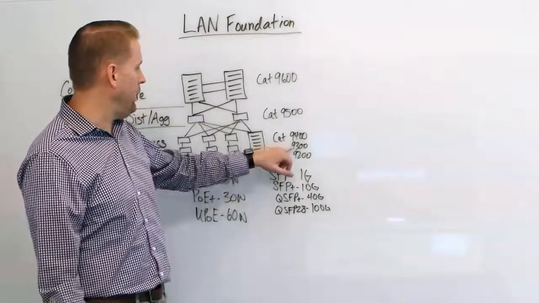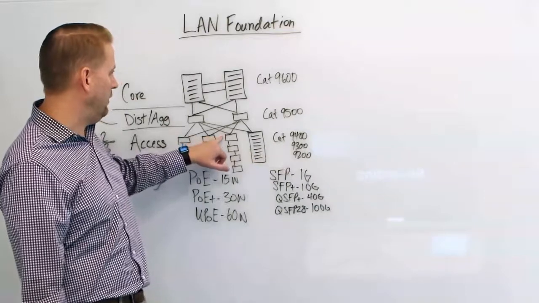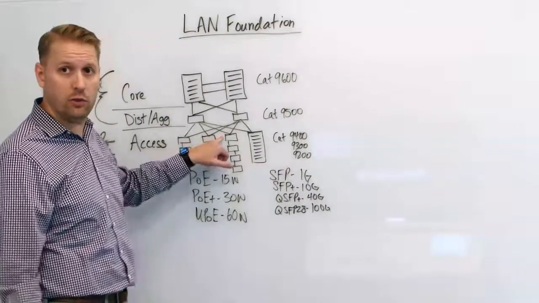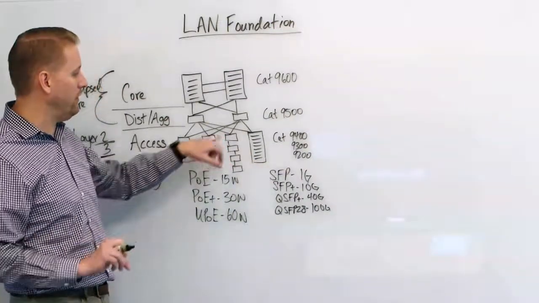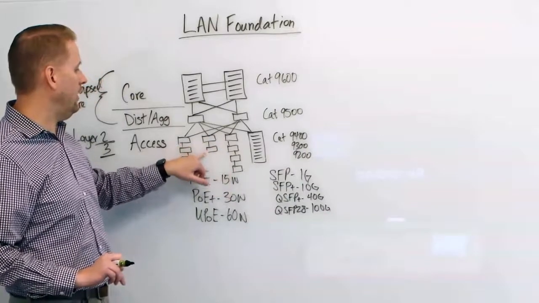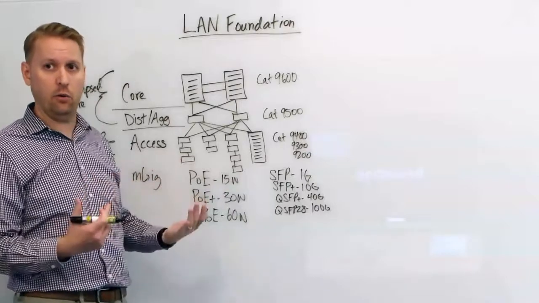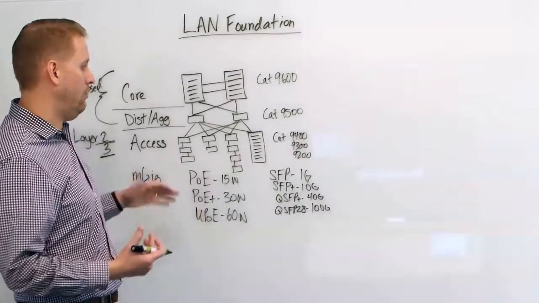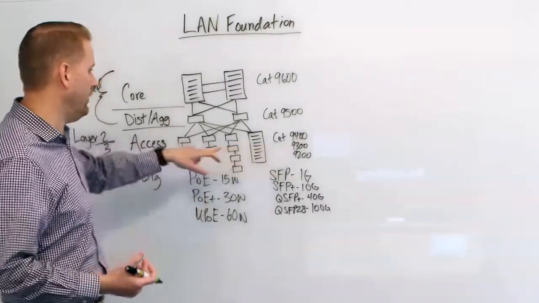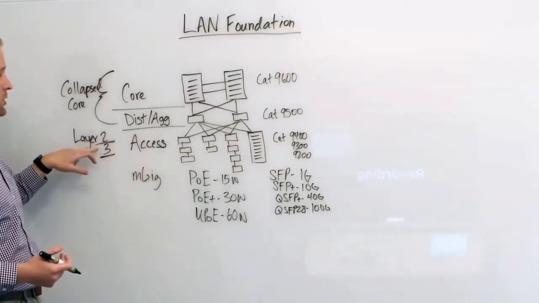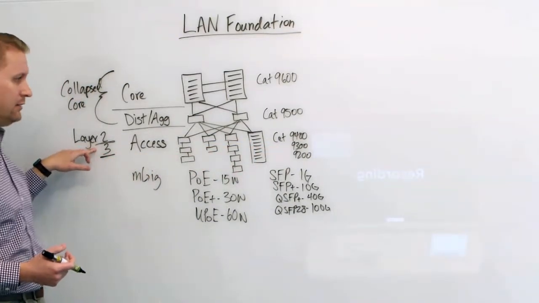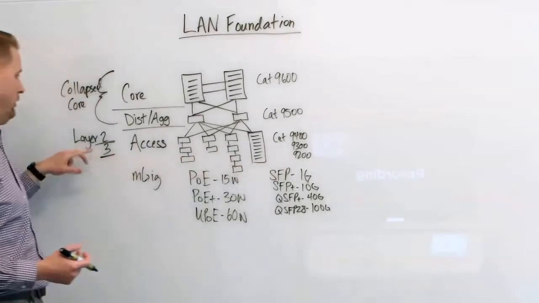The 9300 is the fixed switch, so it's one rack unit that can stack together. As I've drawn them here, the 9200 also can stack together, but at a slower speed. There are more options on the 9300. The 9300 can also function at layer 3 with the appropriate licensing, where the 9200 can only function at layer 2.